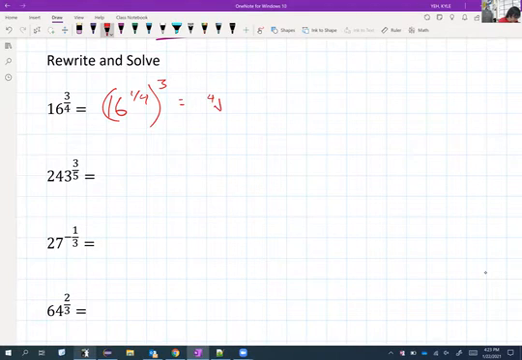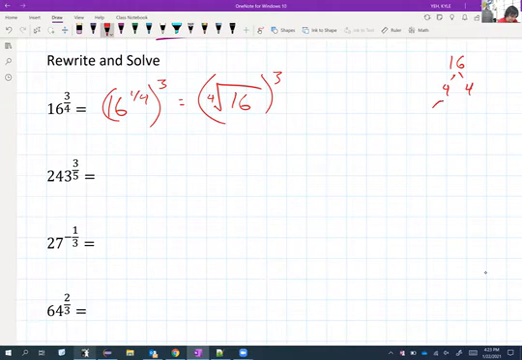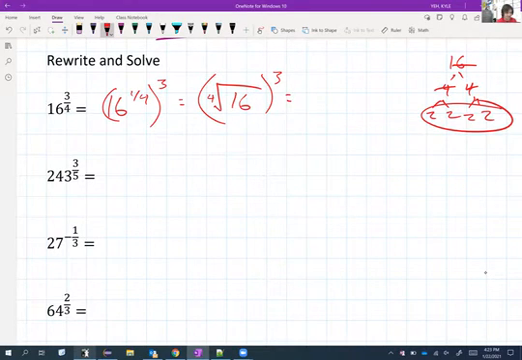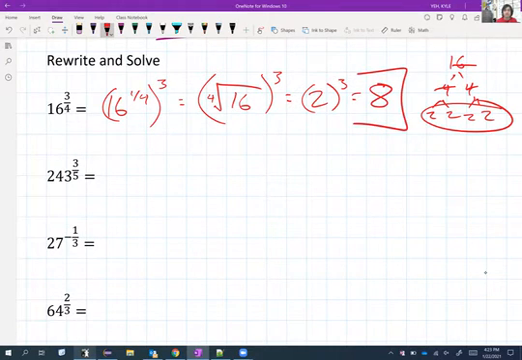So to the 1/4 is the 4th root, 16 to the 1/4, and then cubed. If I know what 16 to the 1/4 is, the 4th root of 16, I can just cube it and I'll be done. 16 is 4 and 4. 2, 2, 2, 2. There's my group of 4. So the 4th root of 16 is just 2. 2 cubed, 2 times 2 times 2. So 2 times 2 is 4, times 2 is 8. 16 to the 3/4 power equals 8.